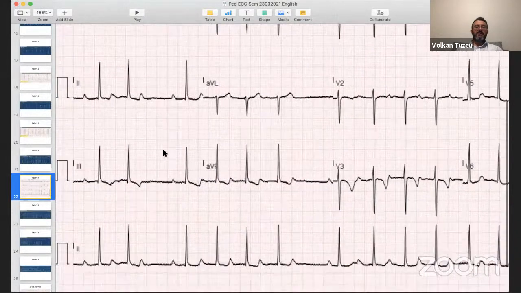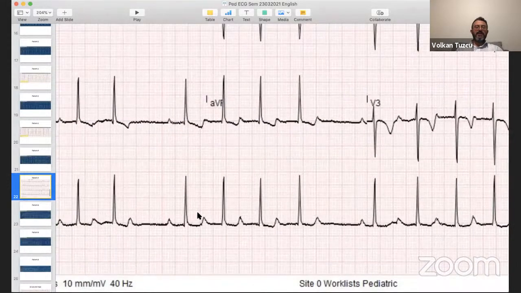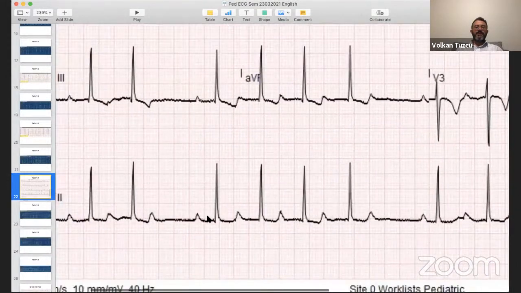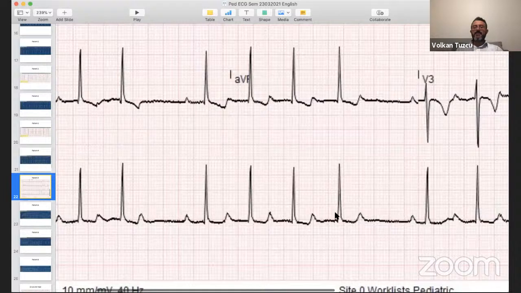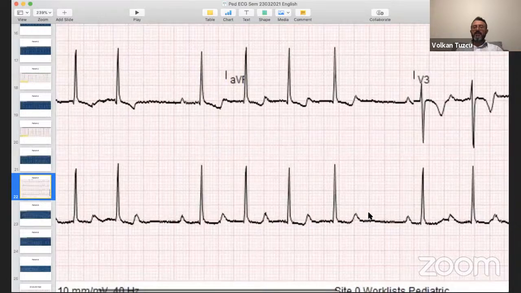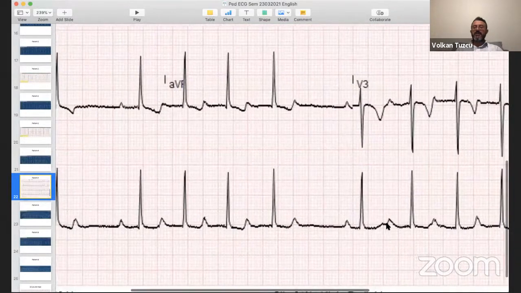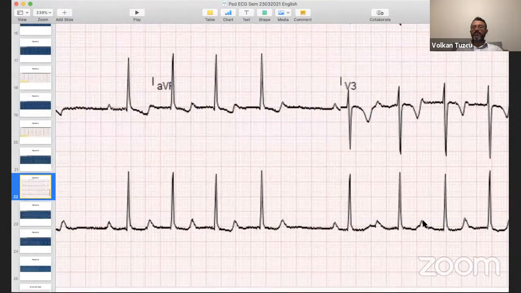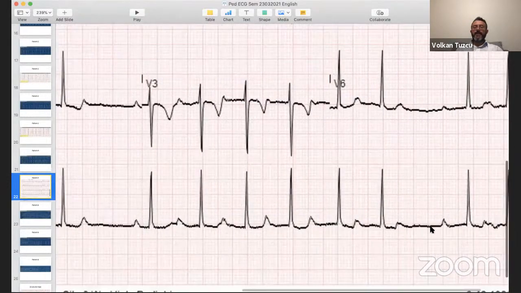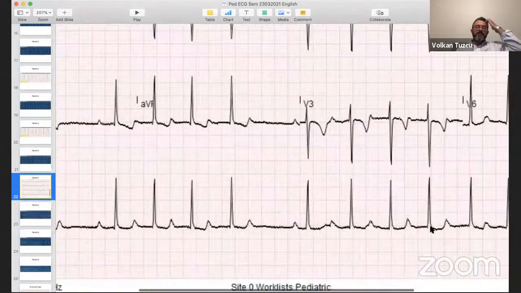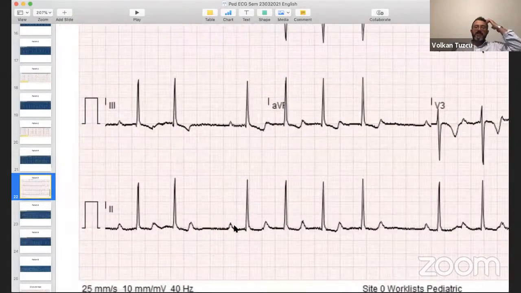But how about the rate? Okay, let's look at the rate. If you look at this, you have maybe 2.5 boxes, okay? And then this one is like 3.5 boxes. This one, 1, 2, 3, 3 boxes. 1, 2, 3, okay? So it's slightly irregular, okay? 1, 2, maybe 3. But the morphology is the same. So hard to say for sure, but could it be non-sustained atrial tachycardia? But it could be sinus arrhythmia also, right?